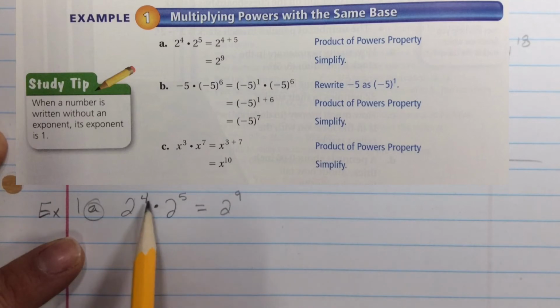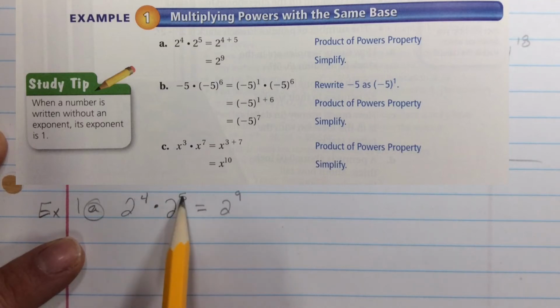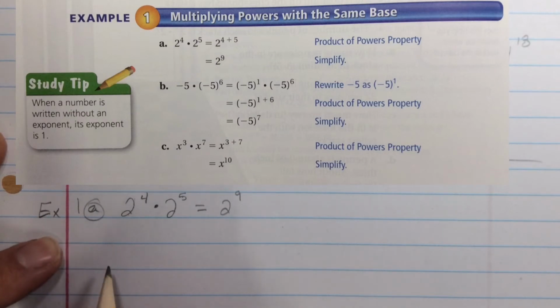Remember, when we're multiplying powers of the same base, of course, then you just add those exponents. But if you forgot that, you could just write it all out and figure out what it means. Another one that they give us for this example of multiplying powers with the same base is -5 times, and then they had to use parentheses here, -5 to the 6th power.